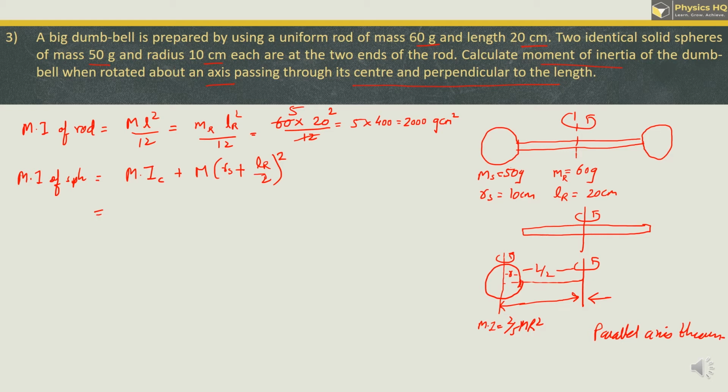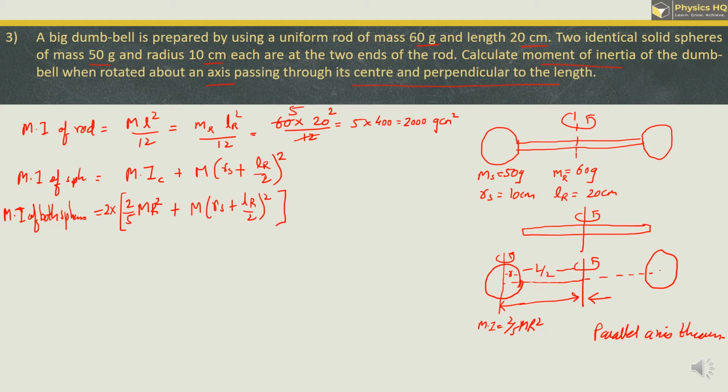So moment of inertia with respect to the center of mass is given by 2/5 mr² plus m(rs + l/2)². Now if you observe, we have a similar sphere on the other side of this axis, and the same formula will apply for it too. So we can calculate the moment of inertia of both spheres by just multiplying it by 2.